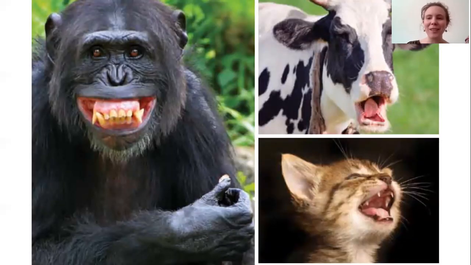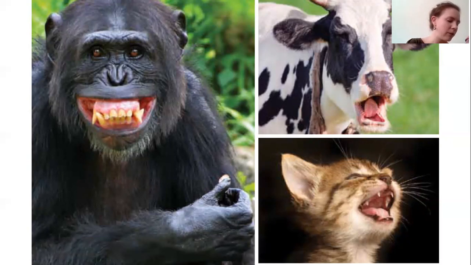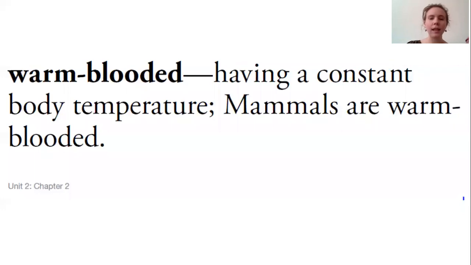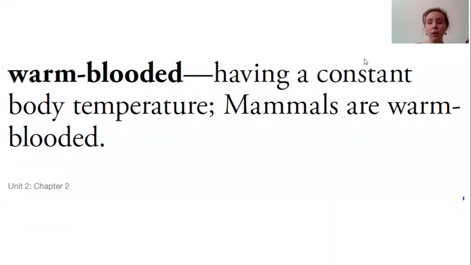So here are some examples of some warm-blooded creatures. I see a chimpanzee, a cow, and a little kitten. So let's take a second and you can make a little sketch of one of those warm-blooded animals. I'm going to just draw a little cat for myself. Just a little sketch to remind me as we are moving on. And here's my definition. So warm-blooded means having a constant body temperature. Mammals are warm-blooded. And you are a mammal, so you are warm-blooded.